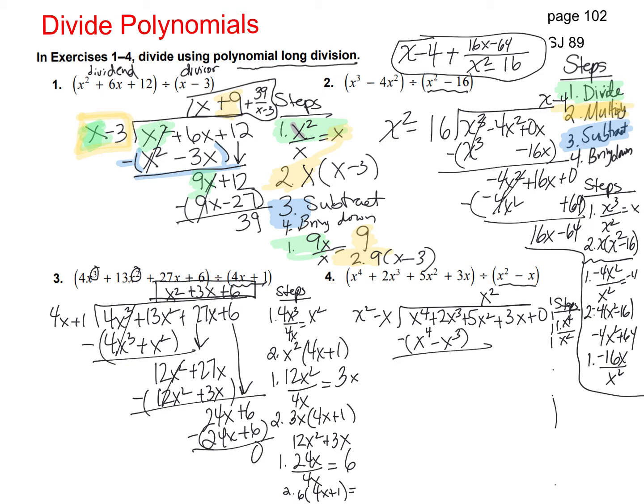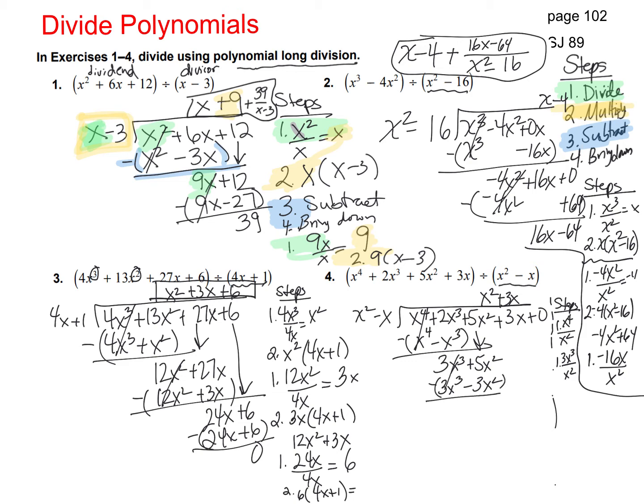Subtract. x to the 4th minus x to the 4th is 0. 2x cubed minus negative 1x cubed is 3x cubed. Bring down. Divide 3x cubed by x squared. 3x cubed divided by x squared is 3x. 3x times x squared is 3x cubed. 3x times negative x is negative 3x squared.